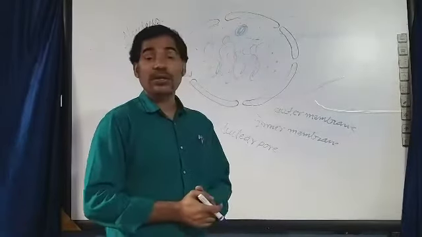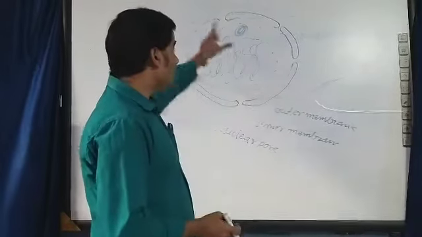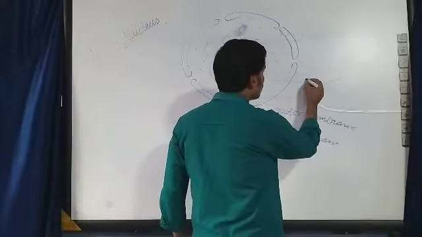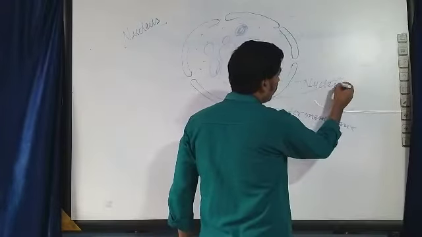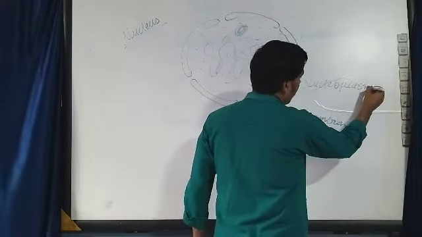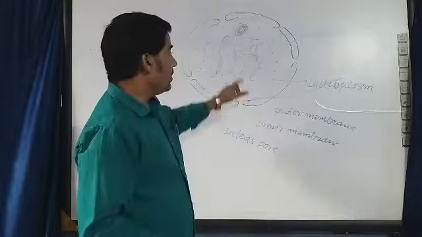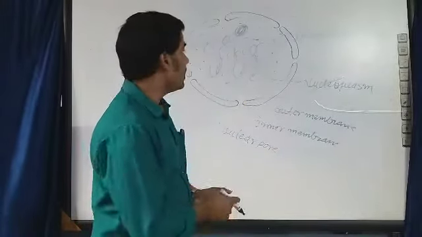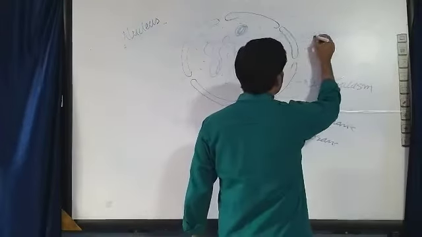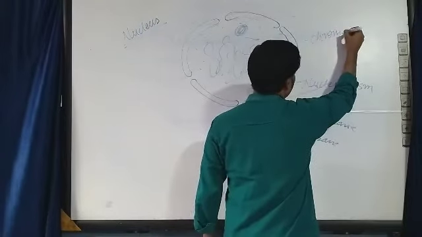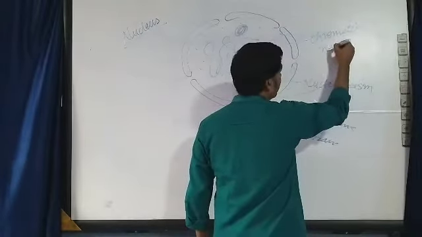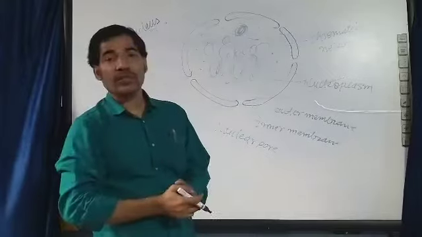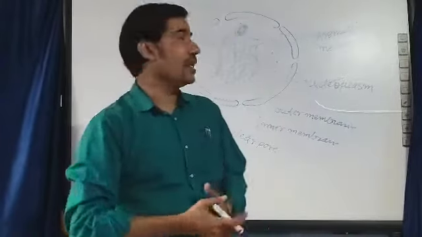Now we will discuss the nucleoplasm. What is nucleoplasm? Inside the nucleus, a jelly-like structure is filled, and that jelly-like structure is called nucleoplasm. Now listen. In the nucleoplasm, a network of thread-like structures is present. That is called the chromatin network. This chromatin network helps in the formation of chromosomes during the process of cell division.